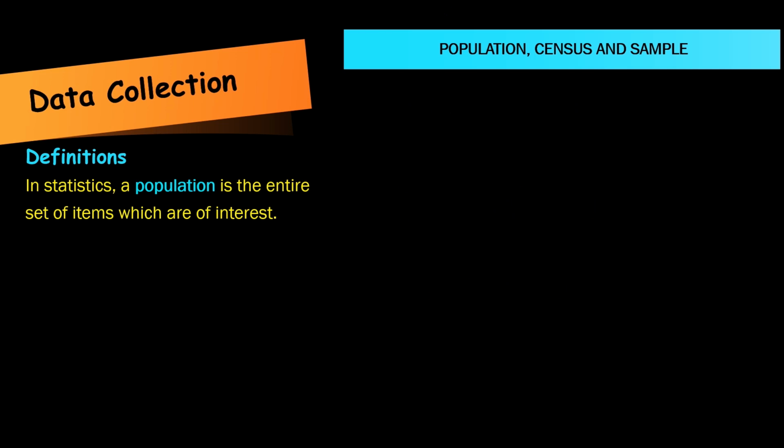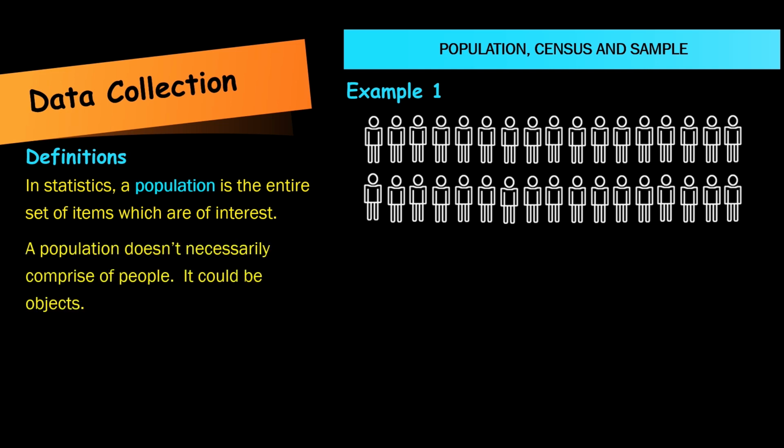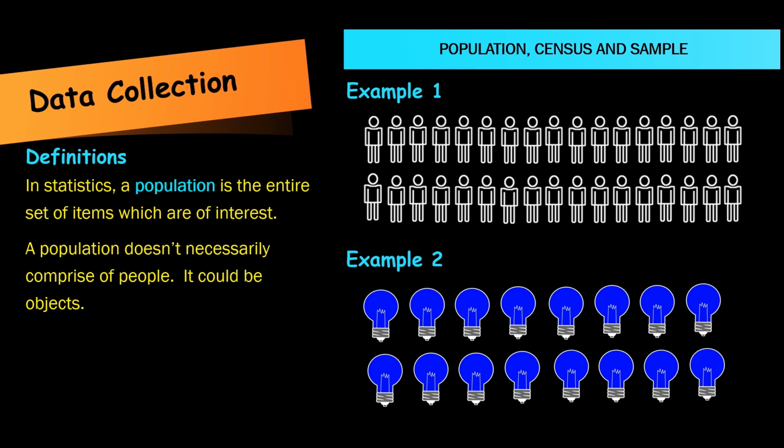In statistics, a population is the entire set of items which are of interest. So, for example, a group of people. However, a population doesn't necessarily comprise of people. It could be objects. So we could be looking at a set of light bulbs.